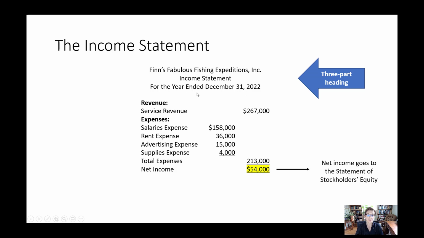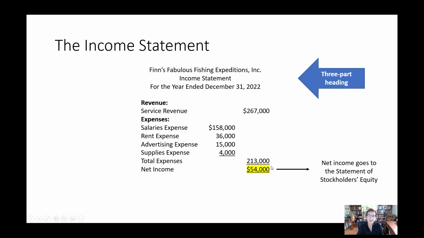So what happened at Fins during the year? Well, they had revenue of $267,000. They had some expenses, and their total expenses were $213,000. And so they had income of $54,000. If that was a negative number, it would be a loss, which is very common in the first year of business. So this company, Fins, had net income of $54,000 this year, meaning it was profitable.